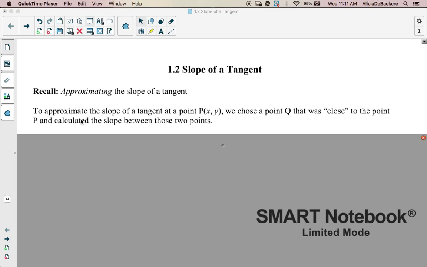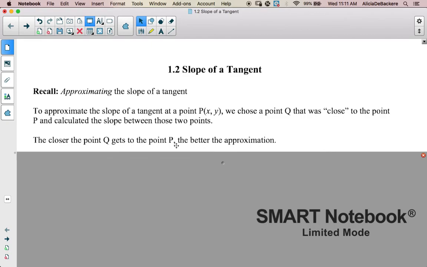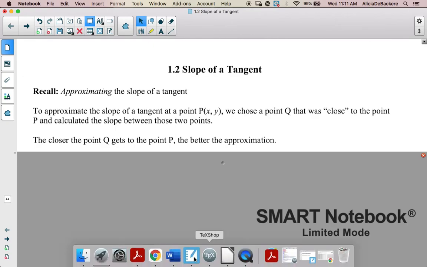So just to review that, to approximate the slope of a tangent at point P, that's the point that we're given and that we're interested in, we choose a point Q that's close to the point P and calculate the slope between those 2 points. Now, the closer I can slide that point Q to the point P, the better the approximation is going to get. So first I'm going to show you a visual example and then we'll look at a calculation example.